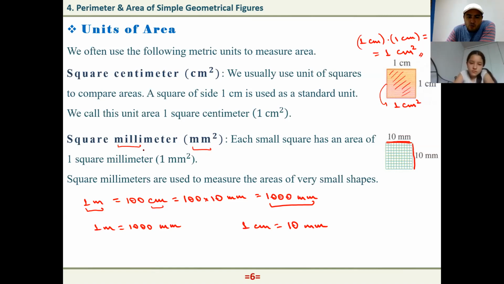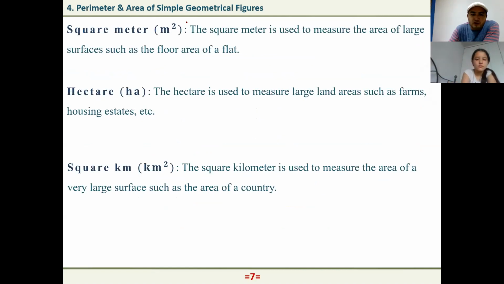So 1 square millimeter means here we have 1 centimeter divided by 10, 1 centimeter divided by 10. So we are talking about 1 small square here. See, 1 small one. That is 1 square millimeter, one of them. And how about another one? Square meter. The square meter is used to measure the area of large surfaces such as the floor area of a flat, a basketball field, a football field, or the yard of your house, for example.